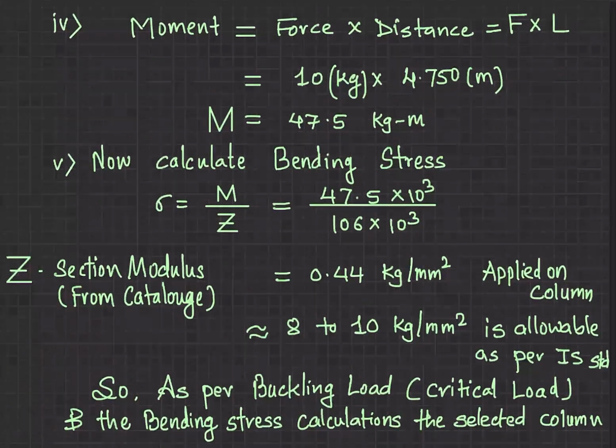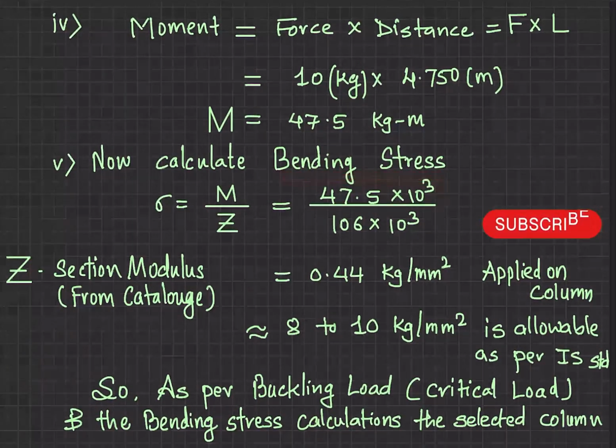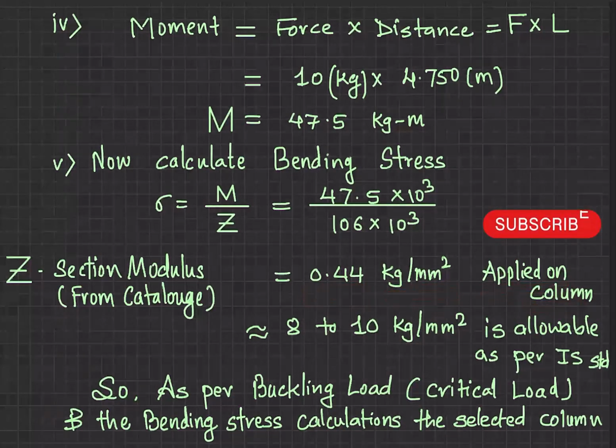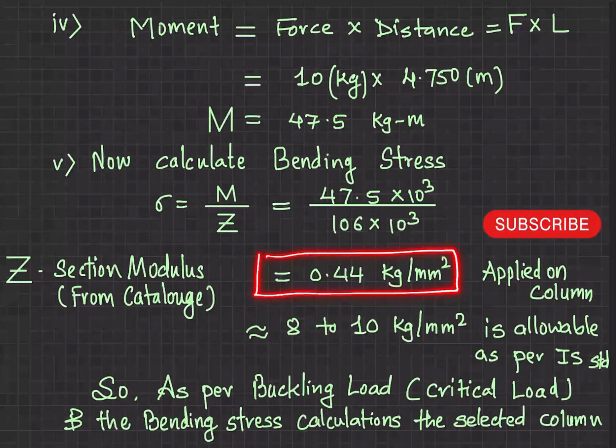Now we are calculating the bending stress here. So bending stress is nothing but moment M upon Z, the section modulus. This value of Z we can get from the catalog of ISMC 150 channel. So M is nothing but 47.5 into 10 raised to 3 and Z is nothing but 106 into 10 raised to 3. So it comes to 0.44 kg per meter square applied on the column. So this is nothing but the bending stress applied on the column.